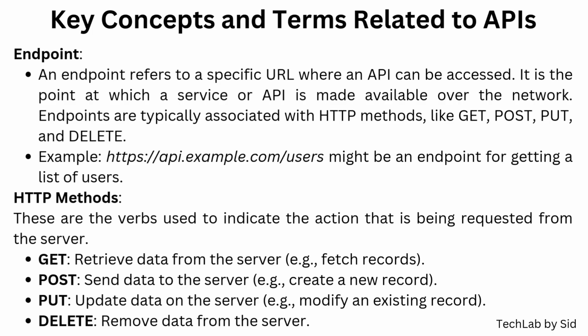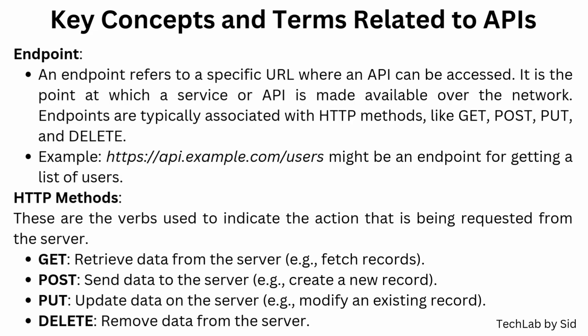Key concepts and terms related to API. Endpoint. An endpoint refers to a specific URL where an API can be accessed. It is the point at which a service or API is made available over the network. Endpoints are typically associated with HTTP methods like GET, POST, PUT, and DELETE.